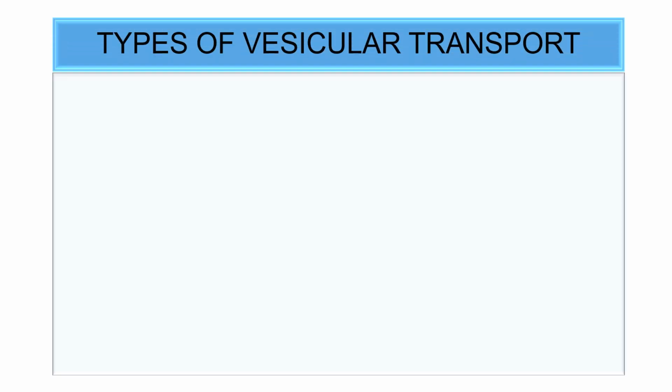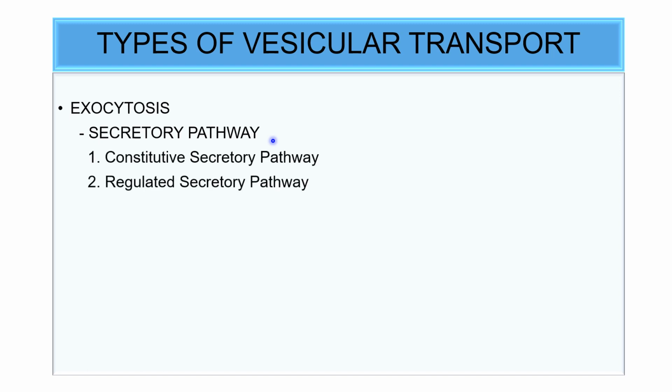Types of vesicular transport. There are various types of vesicular transport. What we have learned so far is mainly related to the transport of proteins. As a whole, there are three types of vesicular transport. Exocytosis, consisting of the secretory pathway, about which we learnt in the previous slides. The secretory pathway can be of two types, constitutive and regulated.